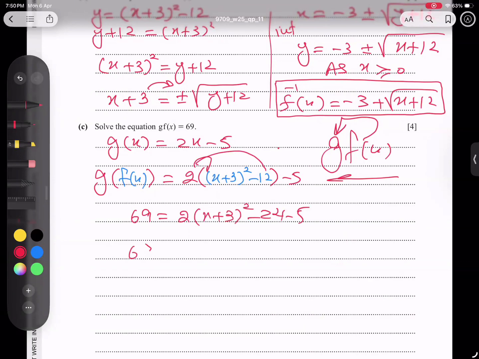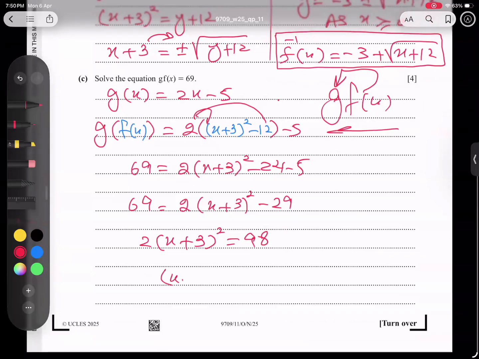Some students try to expand the bracket, but as a teacher, I say don't expand. It's 29. 29 goes there, and 69 plus 29 gives 98. So I can say 2 times (x plus 3) whole squared is equal to 98. Divide by 2, I get what? 49. So 49, and don't expand the bracket. I will take a root of both sides. x plus 3 equals positive and negative 7.